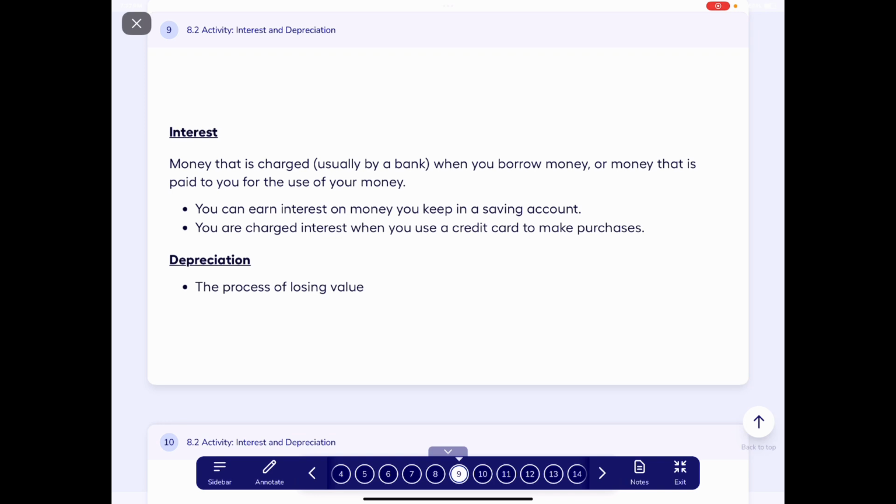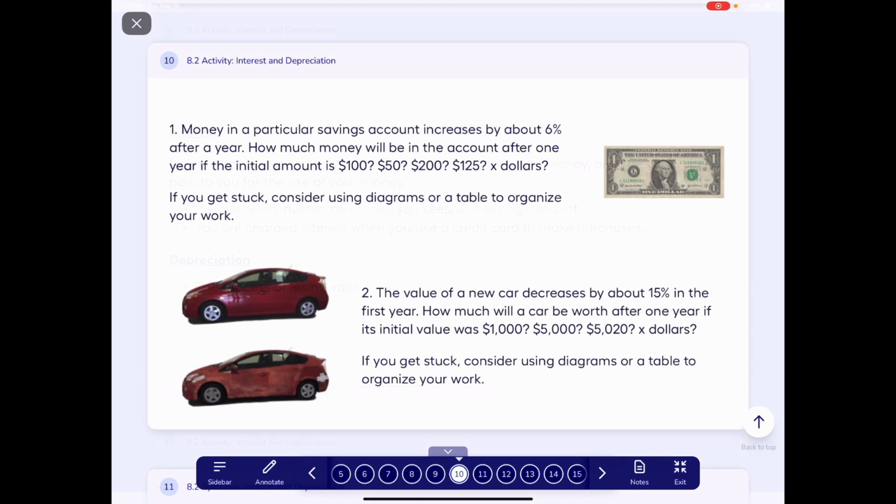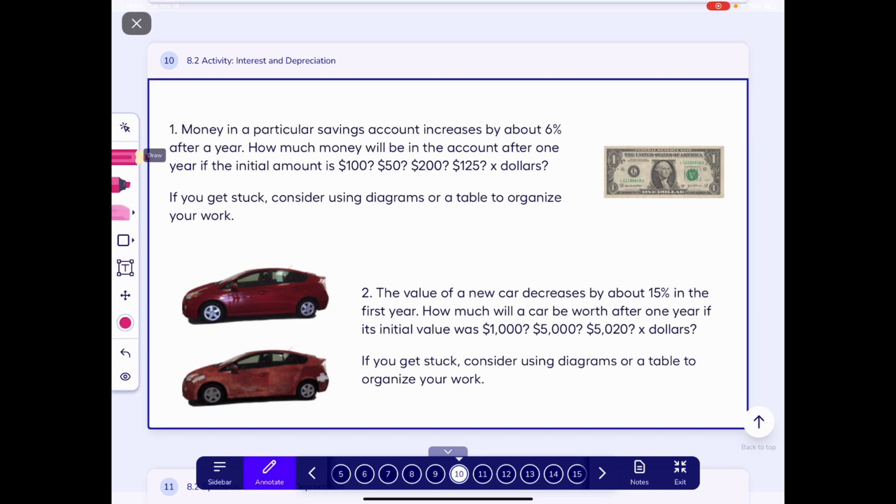So interest is something you are charged when you borrow money. And depreciation is when you buy something like a car, so that depreciates. If someone buys a car this year, in 5 years it's going to be worth less money. That's called depreciation. The first problem was about interest, and the second problem is about depreciation.